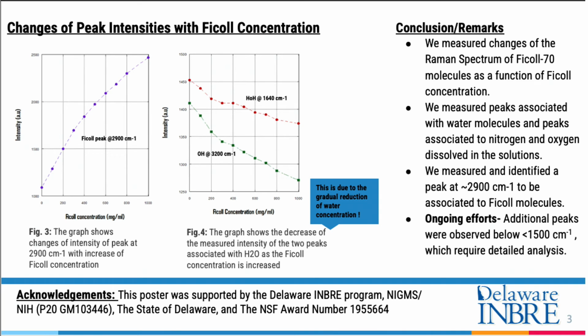We're excited to say that the peak at 2900 wave number can be associated to FICO because, as we can see in figure 3, the graph displays an increased intensity of the 2900 peak when the concentration of FICO enhances, unlike the surrounding molecules from H2O or the quartz cuvette that are displayed in figure 4 that without a doubt began to show water restriction, and it resulted in the decreasing of their peaks.